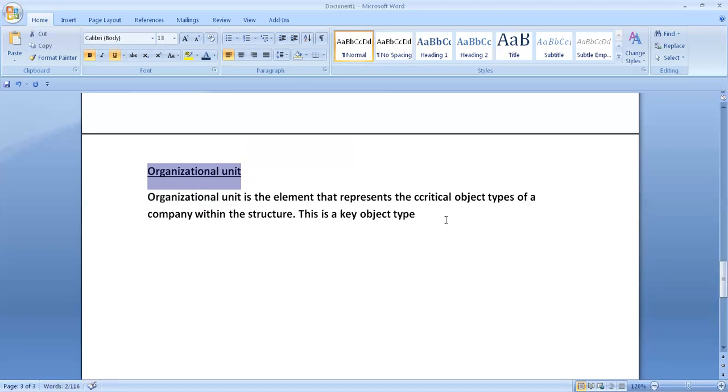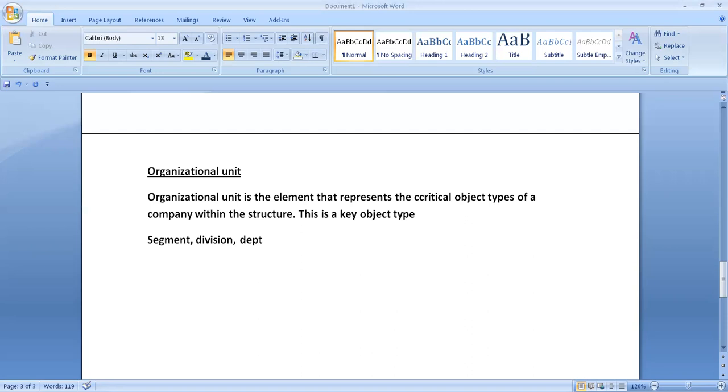Let me give an example. Example can be something like a division or a segment or a department. These things we can consider as one organizational unit. We can maintain the organizational unit like HR department, for example, or finance department.